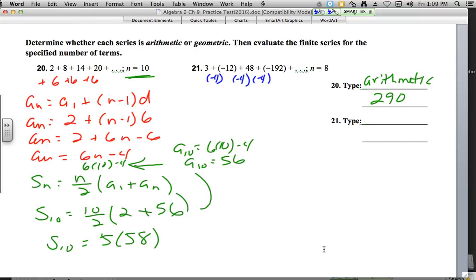And again, if you can't see that, what you want to do is take negative 12 and divide it by 3, see what you get. Take 48 divided by negative 12, see what you get. Take negative 192 divided by 48. You're going to see that your r value here is negative 4.